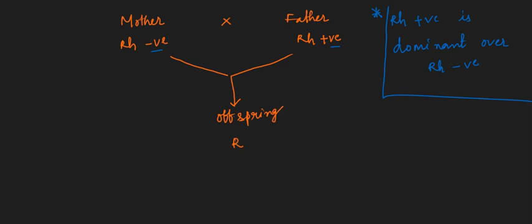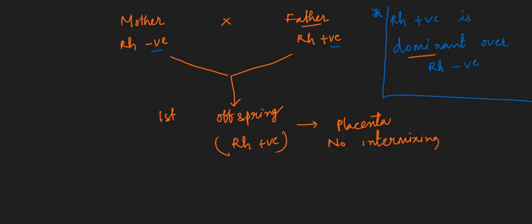The offspring will be Rh positive. Fine. Why? Because positive is dominant and it is present in the father. That is why the offspring will express the Rh positive antigen. So in the first pregnancy, the baby will be Rh positive. Then what will happen? The placenta will develop. And the placenta is a barrier. We all know that the placenta forms a barrier that separates the mother's and the baby's blood. So there will be no intermixing of blood between the mother and the baby.